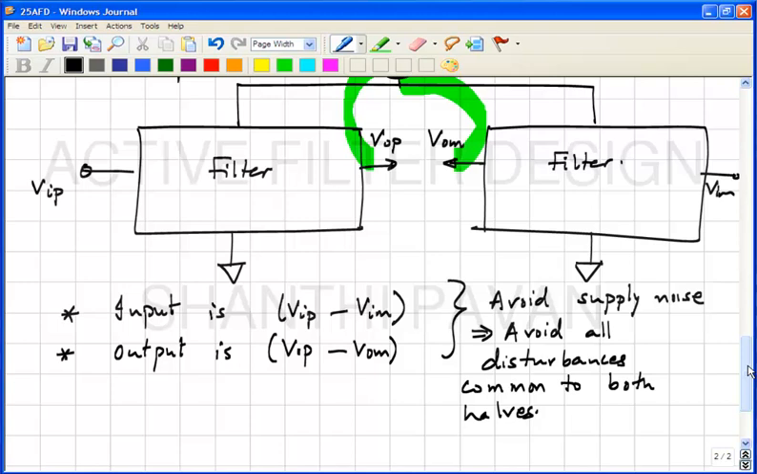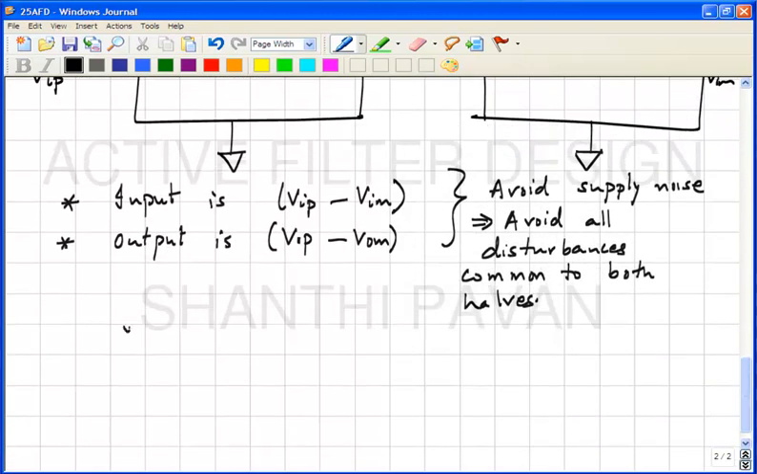Is that clear? All right. Now this has become a standard principle in all analog systems. This is called differential operation.